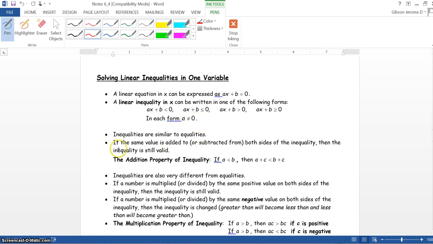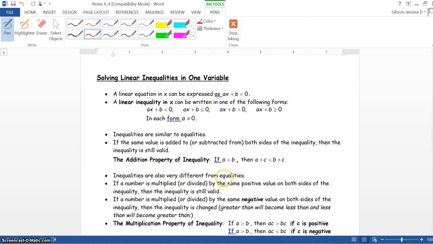Inequalities are similar to equalities. If the same value is added to or subtracted from both sides of an inequality, then the inequality is still valid. Now we have the addition property of inequality. If A is less than B, then A plus C is less than B plus C.